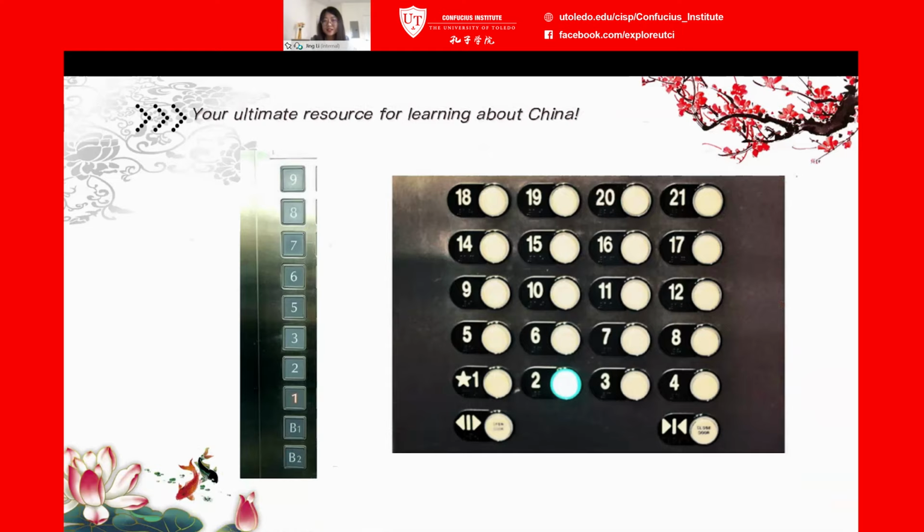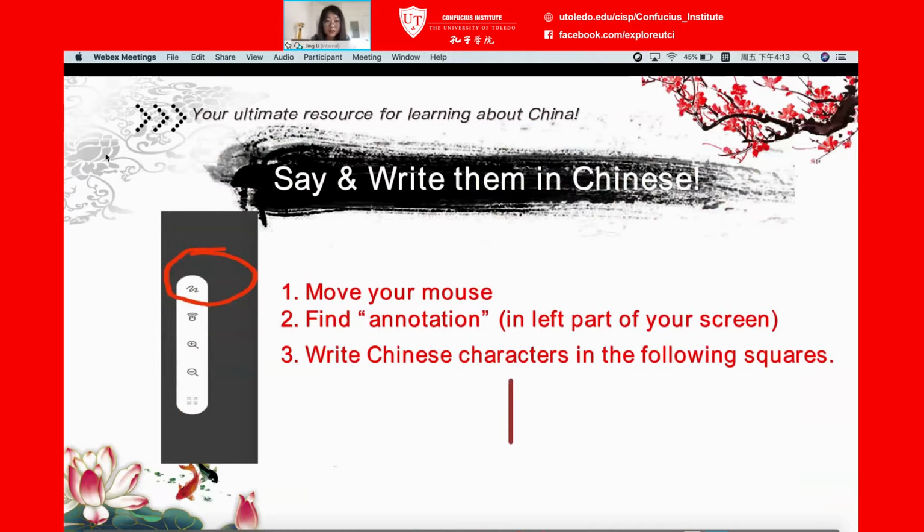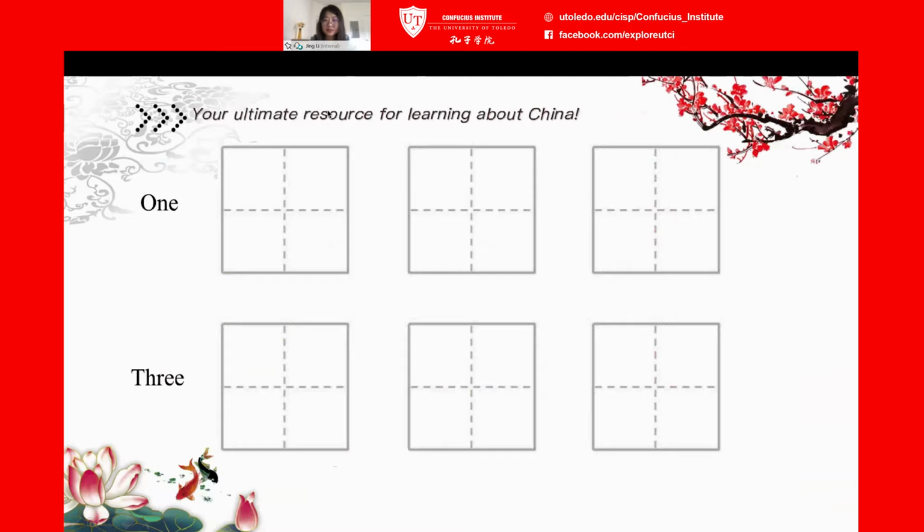Now we have learned four Chinese numbers: 1, 2, 3, 4. Let's practice. Please move your mouse, find the annotation in the left part of your screen, and write the Chinese characters in the following squares. Okay, Larissa has a request. Sorry, wait a minute. Actually, we will do that in this slide. Every number only has three chances to write.